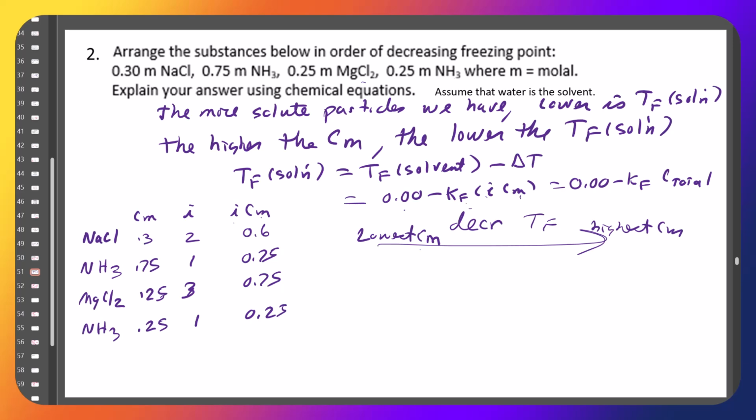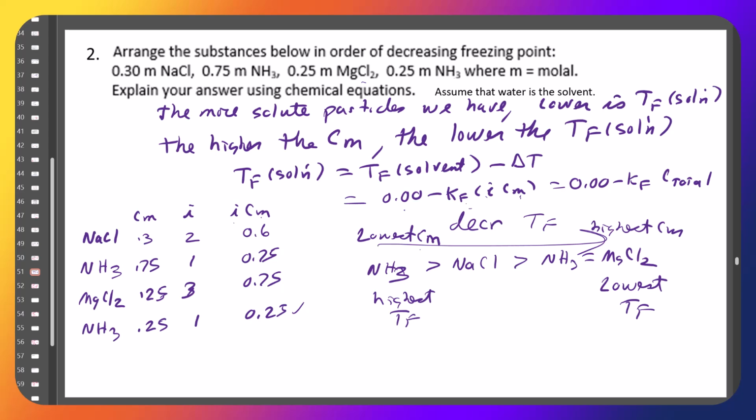So the lowest concentration that we have here is this one. So ammonia has a higher freezing point than the NaCl at the concentration given, and it has a higher freezing point than the ammonia, which is the same as the magnesium chloride because they're both 0.75. This is lowest freezing point, highest. Like I said, you could say high and low, fix them to the numbers, or you can use greater than signs. So these last two had the same value of i times Cm, so they should have the same freezing points.